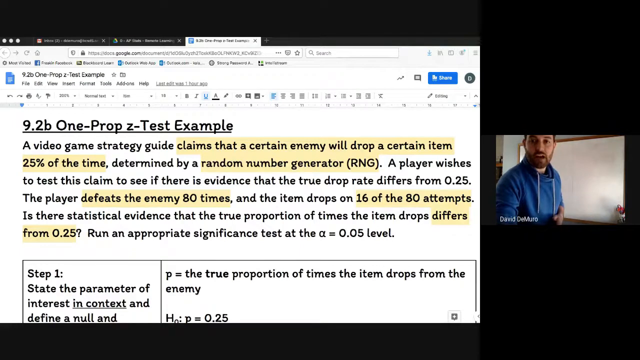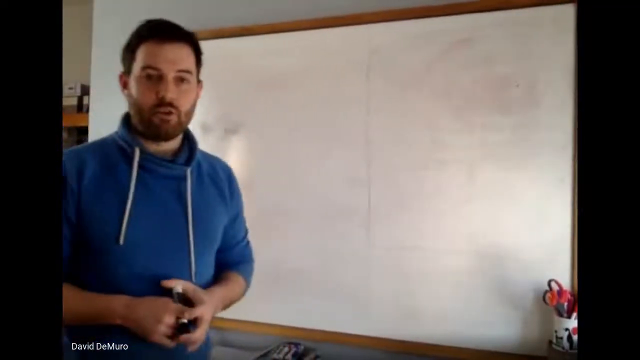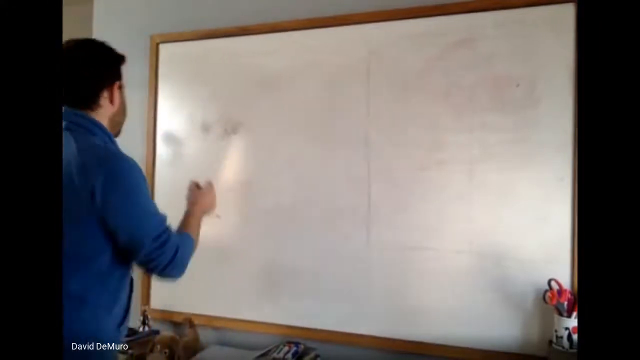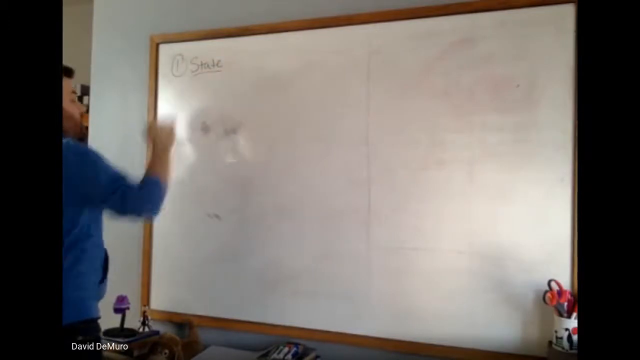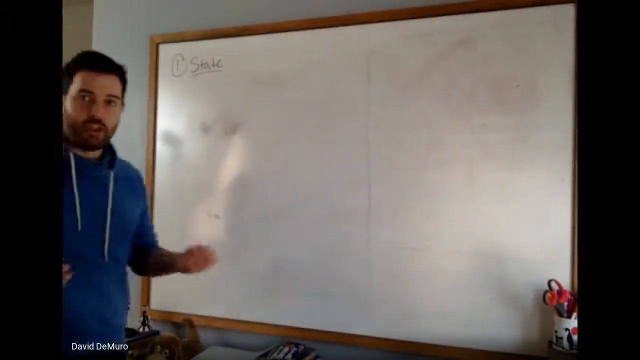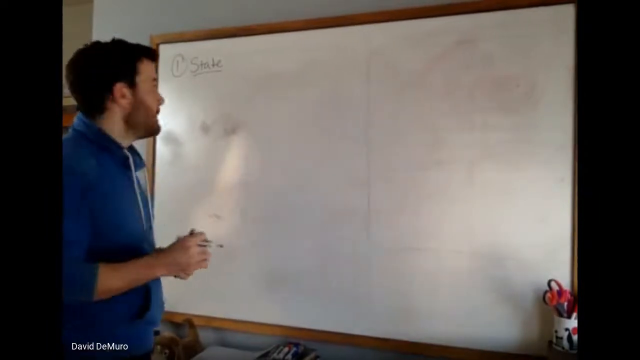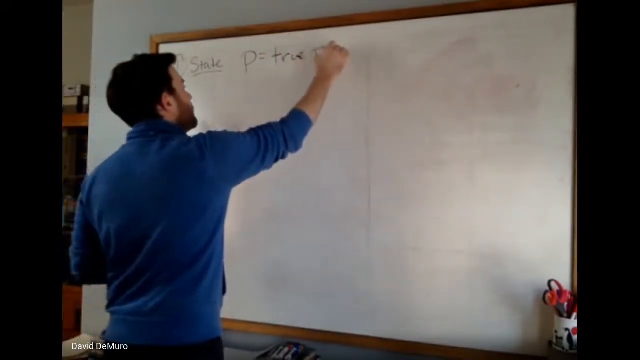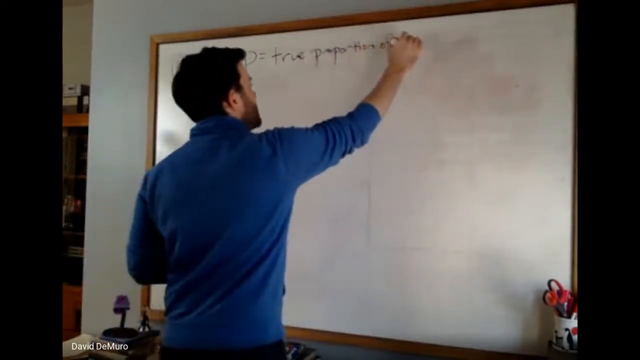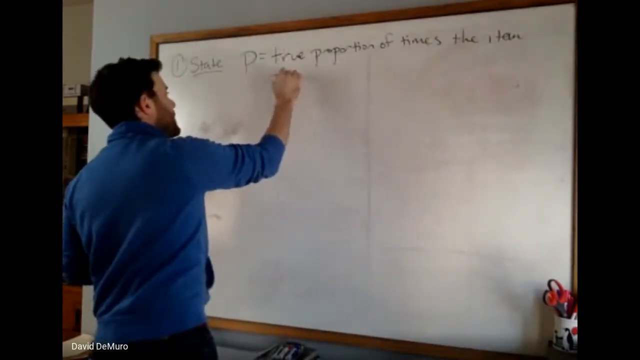So we'll take a look at how to put together a full and complete response in that process. In step one, we are going to state. Step one is the state step. In that step, what you do is you explain your parameter of interest in context, and you define a null and an alternate hypothesis. So in this case, p is equal to the true proportion of times the item would be dropped.